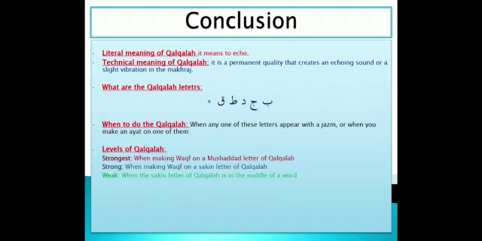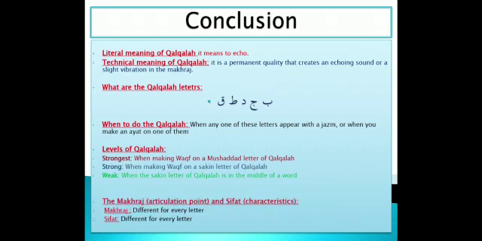We also learned the levels of Qalqala. There is a strongest level when making waqf on a mushaddad letter of Qalqala. There is a strong level when making waqf on a sakin letter of Qalqala. And then there is a weak level when the sakin letter of Qalqala is in the middle of a word. And finally we learned the makhraj and the sifat, the articulation point and the characteristics of these letters. There are different makhraj and different sifat, the quality for each of these letters.